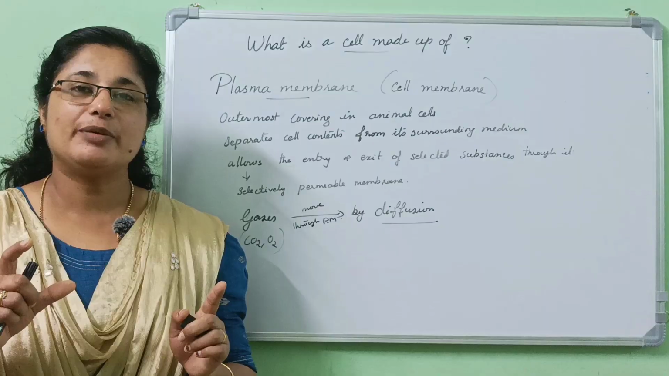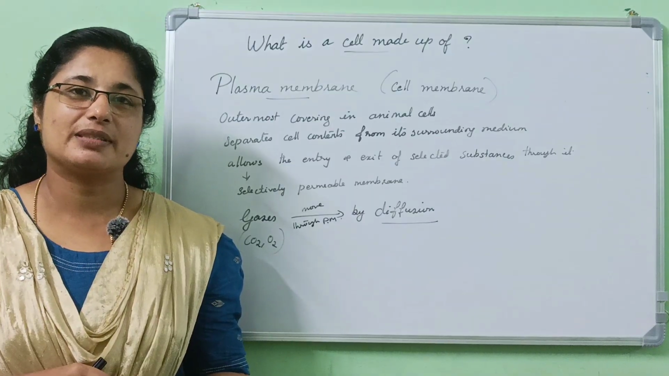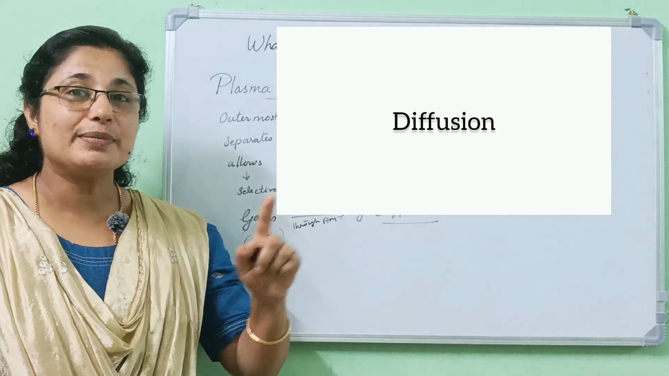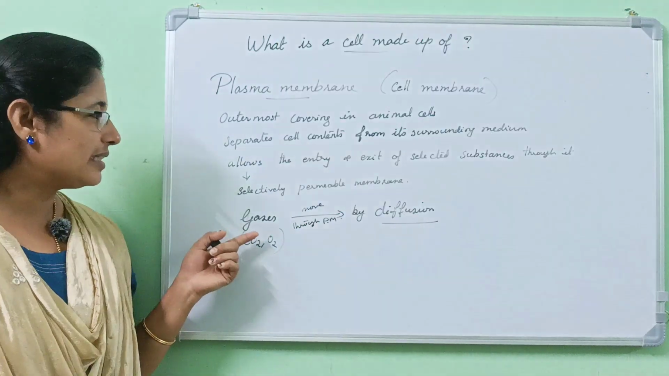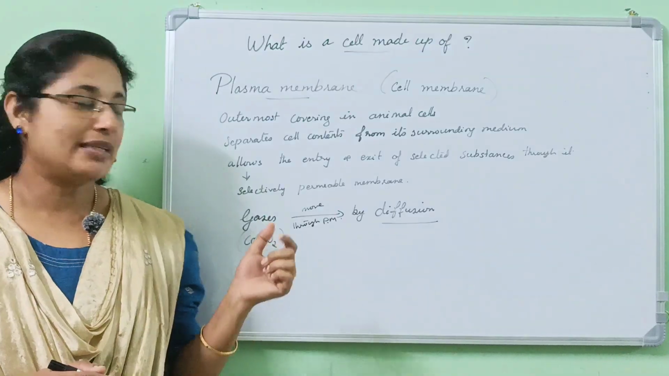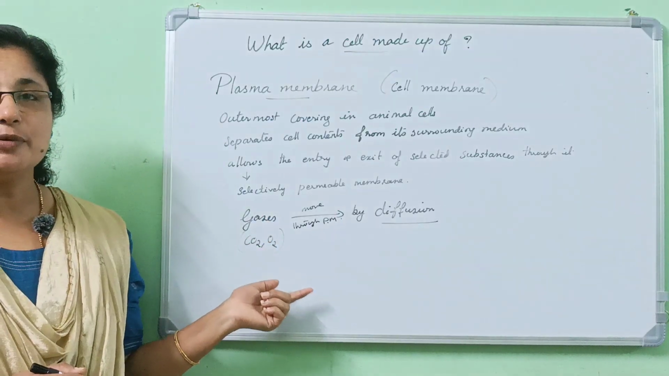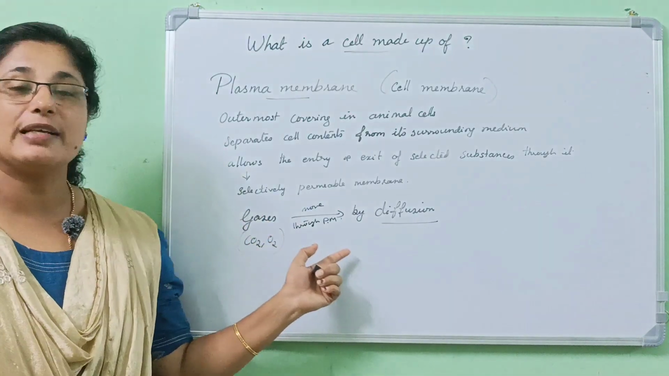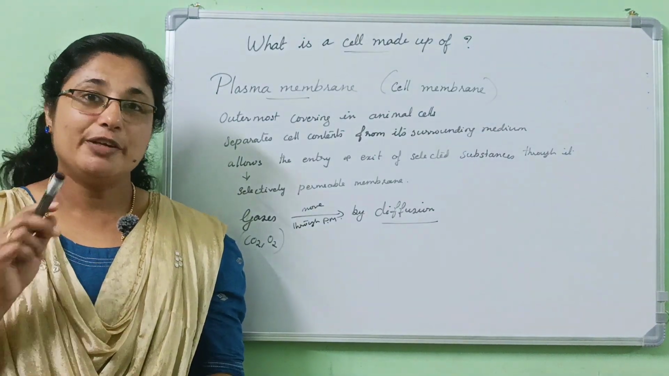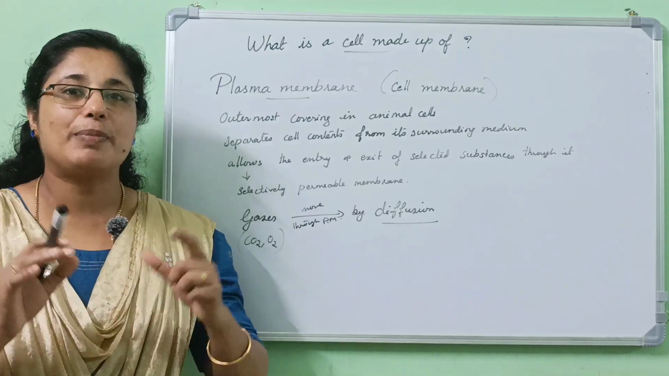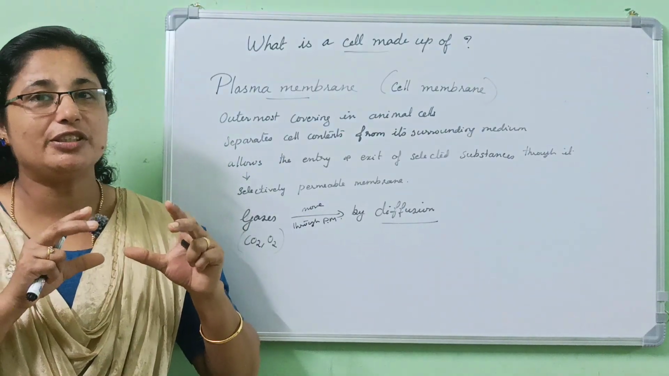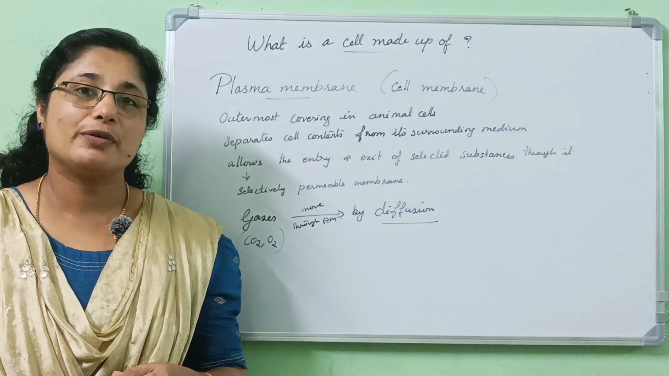We have already studied the process of diffusion in our earlier chapters, and it is the same process, diffusion, that helps certain substances like gases to move through the plasma membrane. For example, some gases like carbon dioxide and oxygen can move through the plasma membrane by diffusion. Then what is diffusion? Diffusion is the movement of substances, particles or molecules from a region of their higher concentration to a region of their lower concentration.